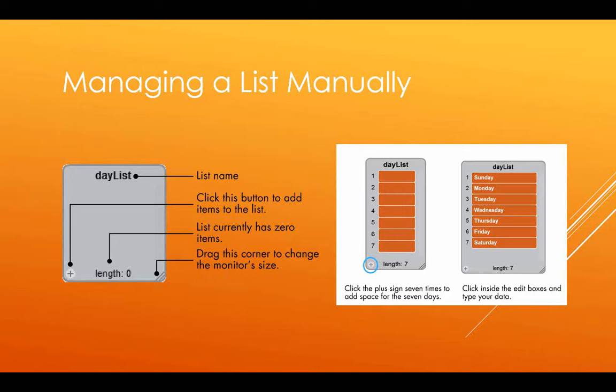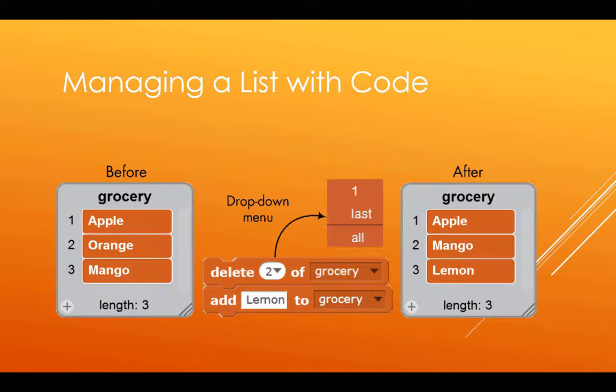Okay. Obviously, if you want to make your monitor bigger to see everything, you can resize it. If you click in a cell or on an item, it then goes into edit mode, and you can go and modify it. Okay, so that's how we do stuff manually, but we're not going to do that. We're going to do it using code.